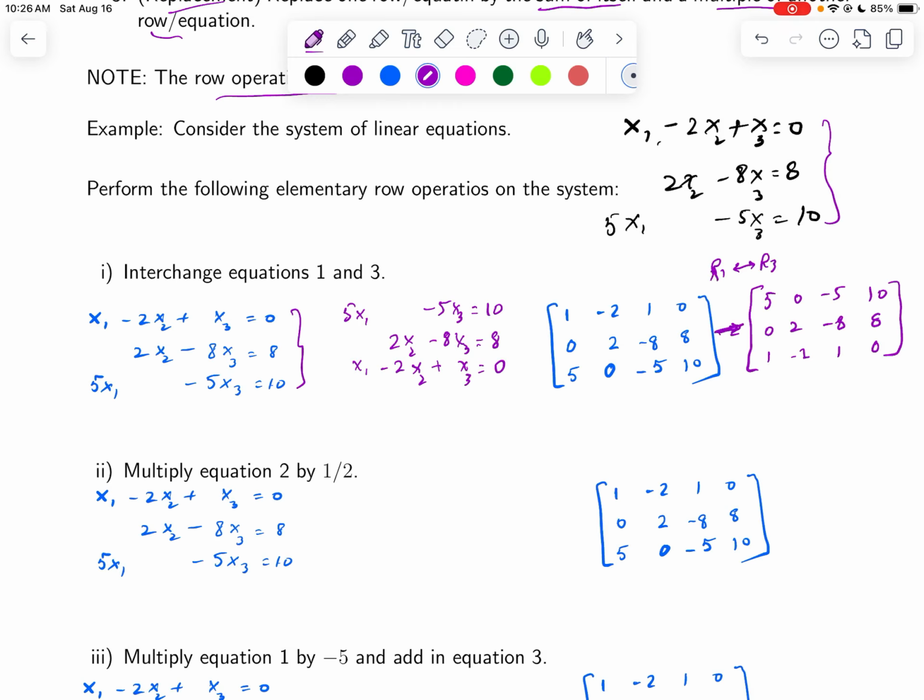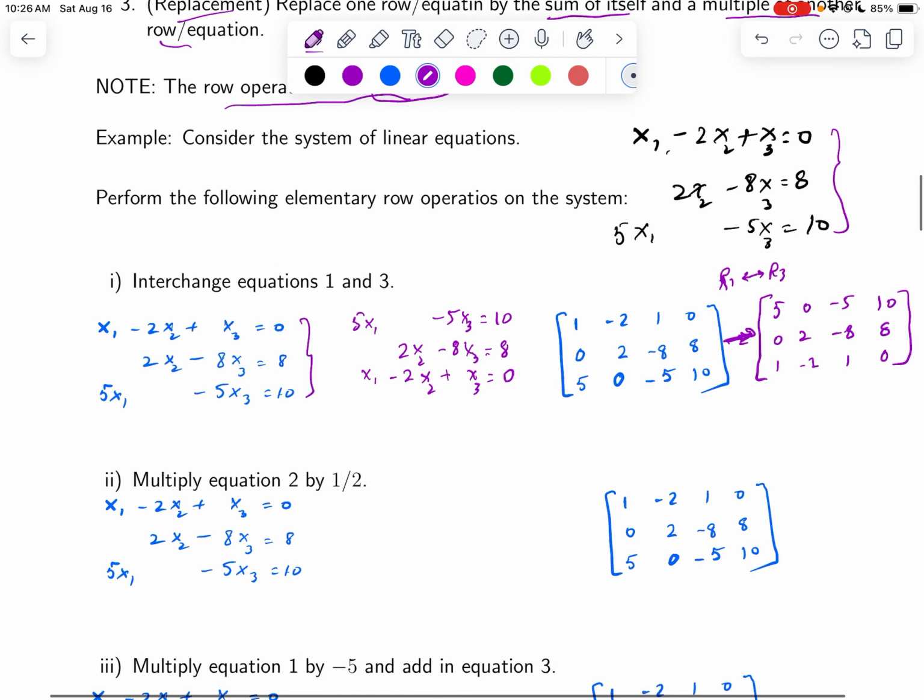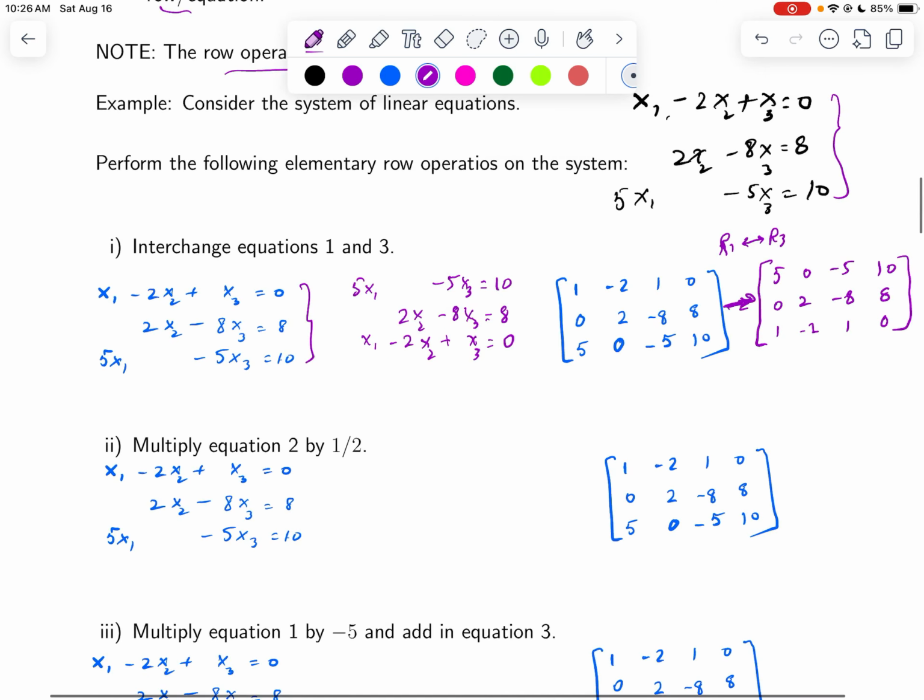So in between here, we will put a line and we'll write that on there. This is a very important thing. So the second process or operation that we could do was multiply the equation by a number, or scaling. So here the question is asking you to multiply equation 2 by 1/2. So what will happen? How will it change?